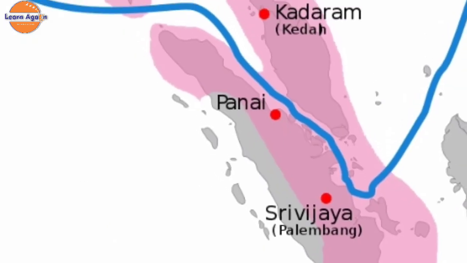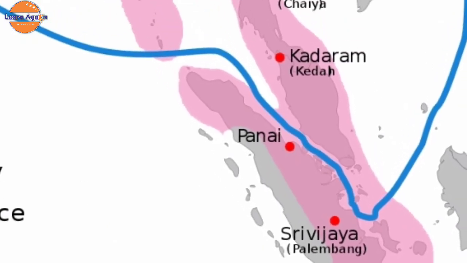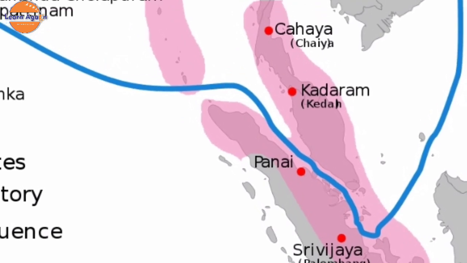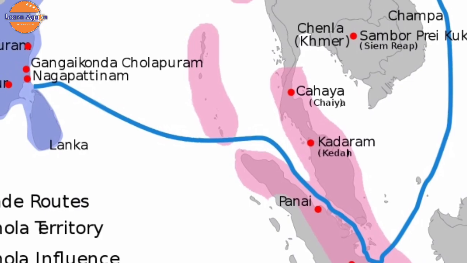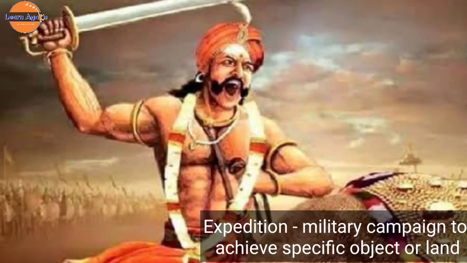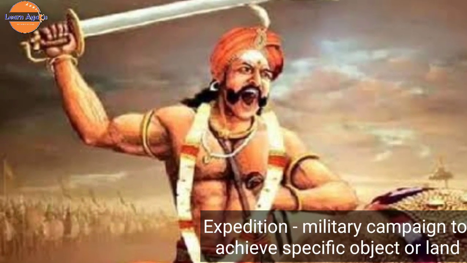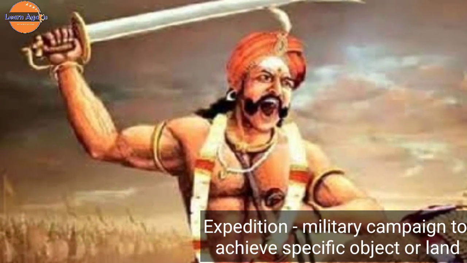Defeating the ruler of the Sri Vijaya Empire, he extended over the Malay Peninsula, Sumatra, Java, and neighboring islands. For this expedition, he developed his navy. Well, expedition means a military campaign designed to achieve a specific object or land.